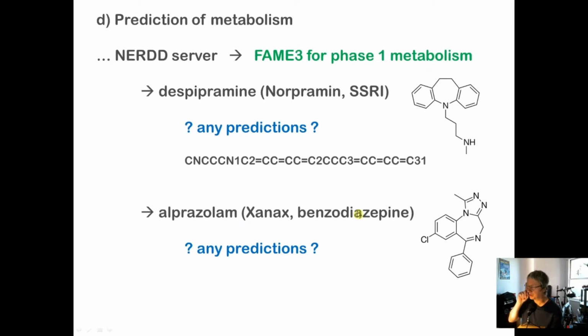Okay, how about this molecule? This is alprazolam. Alprazolam is also called Xanax. It's a benzodiazepine sedative type drug. All right, and so what sort of predictions might you have of this molecule that might be metabolized? I mean, looking at the molecule, I kind of think, I don't know, what do you think?